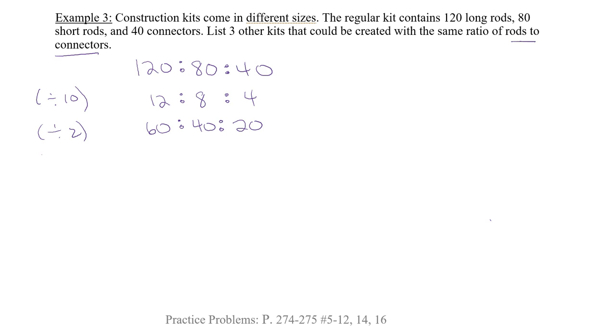Let's have a big kit too. So let's multiply by 2. So 120 times 2 is 240. 80 times 2 is 160. And 40 times 2 is 80. So now I have 3 possible kits.